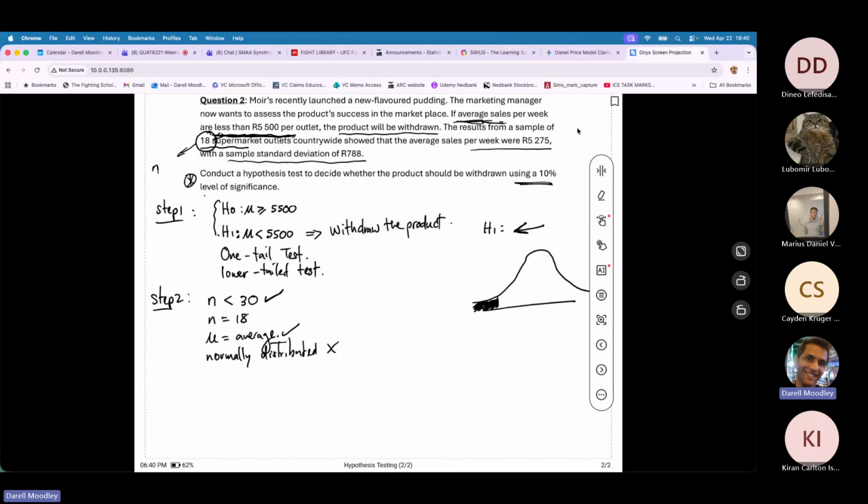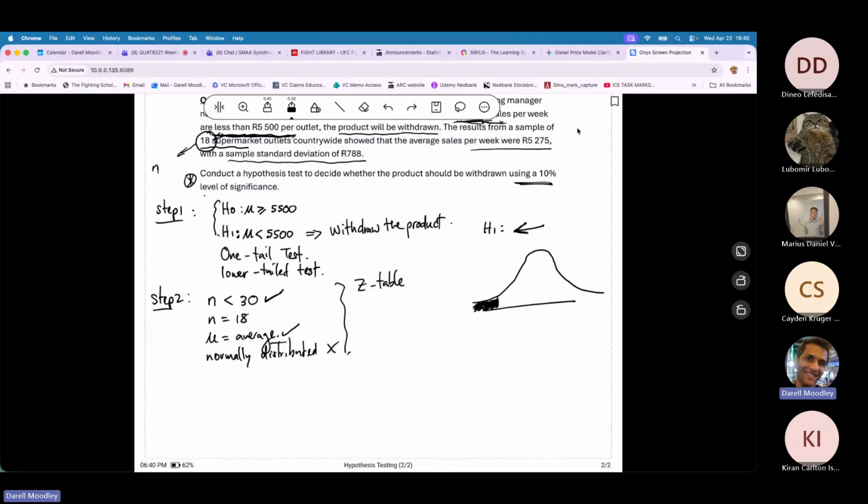Now, when you have all of these criteria met, then that means you're not going to use the Z table like what we did before. You're not going to use that. We're going to use what you call the T table, in other words, the T distribution. So you're going to use the T distribution, and I'll explain that now. This is the table we're going to use.